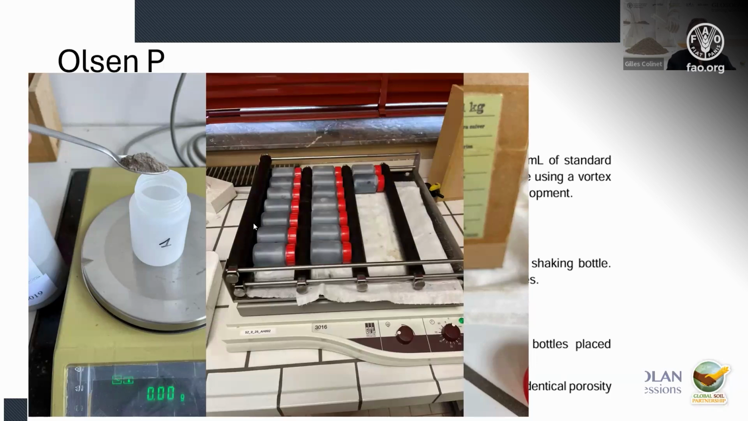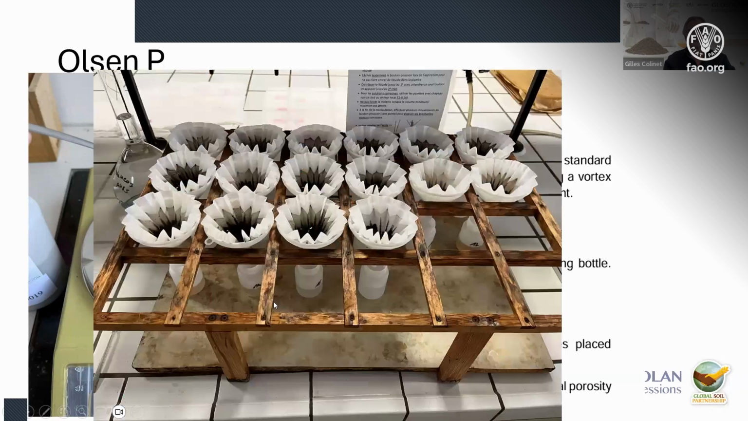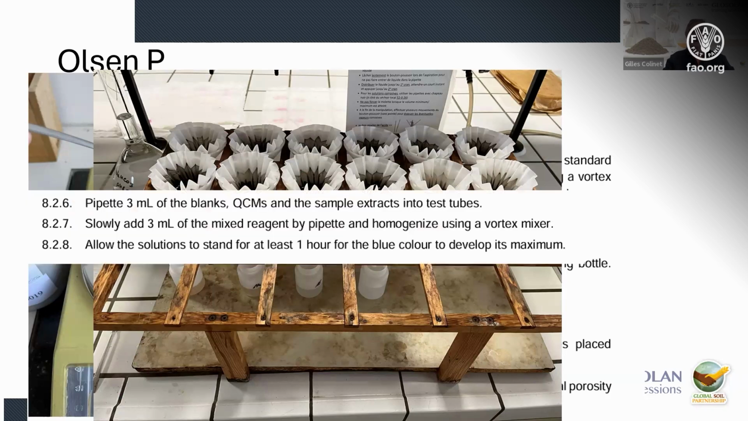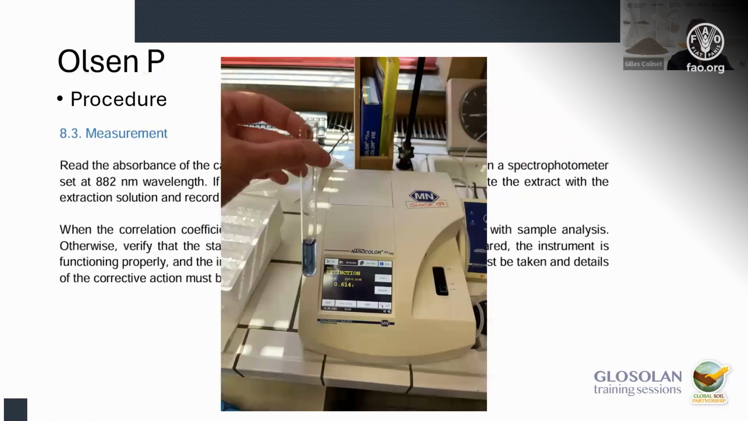So after agitation on a vibrating table, I don't remember exactly the time, we filtrate on a standard filter paper. Then we take 3 milliliters of the blanks, the sample extract. We add the 3 milliliters of mixed reagent, and we allow the solution to stand for at least 1 hour for the blue color. So you see here, blue color needs 1 hour to develop at maximum.